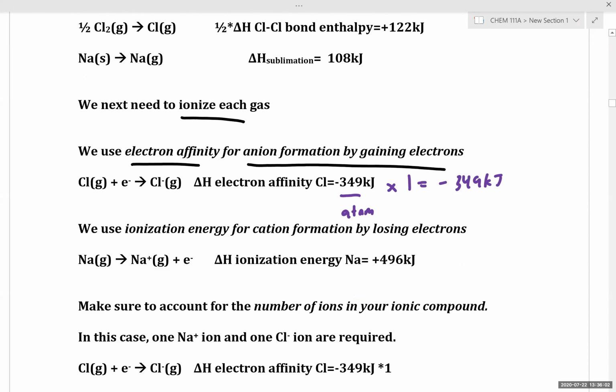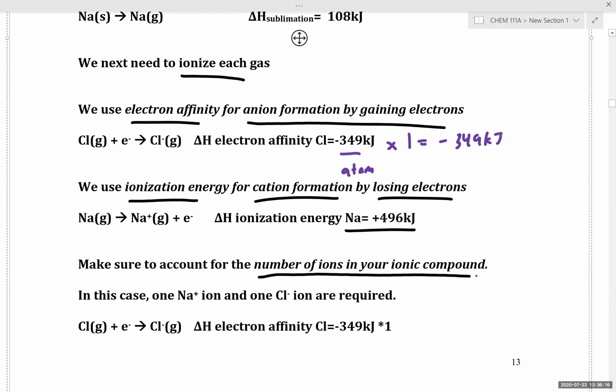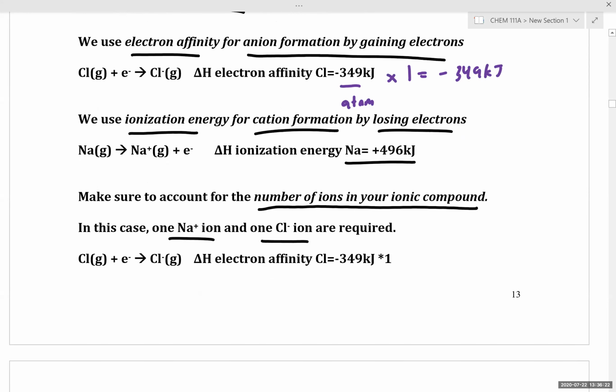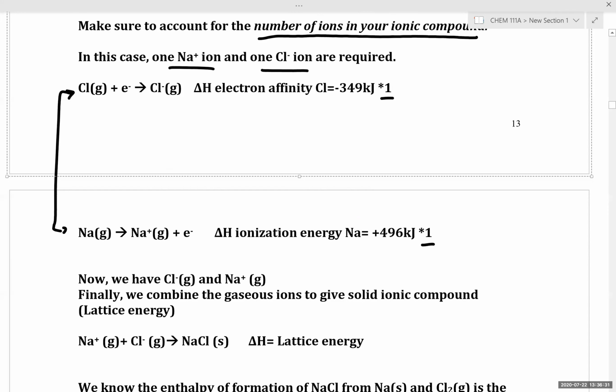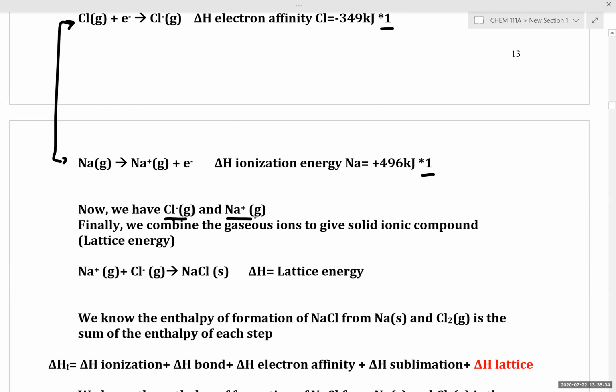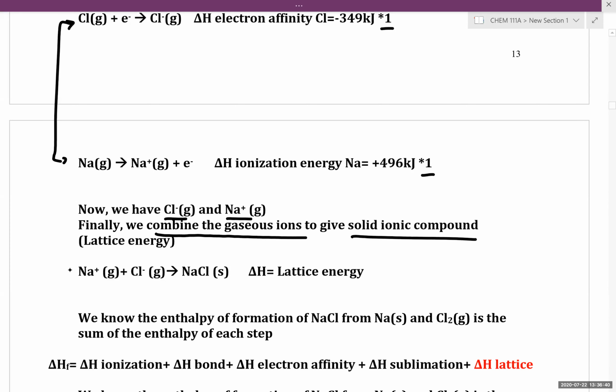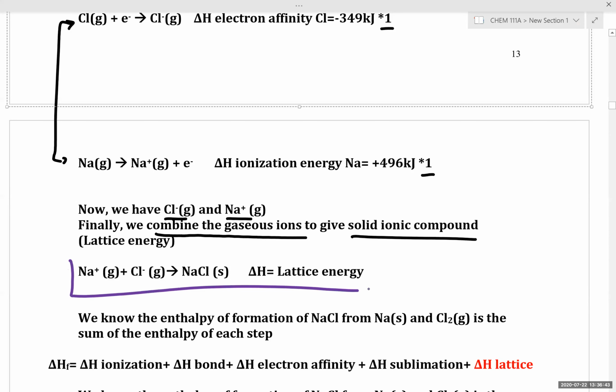Now, continuing on, we use ionization energy for cation formation as we are losing electrons. So we use our tabulated ionization energy for sodium. Again, make sure you account for the number of ions in your ionic compound. So we have 1 sodium ion and 1 chloride ion, so each of our enthalpies is multiplied by 1. Now that we have our ions in the gas phase, we combine the gaseous ions to give a solid ionic compound. And this is our lattice energy or lattice enthalpy.